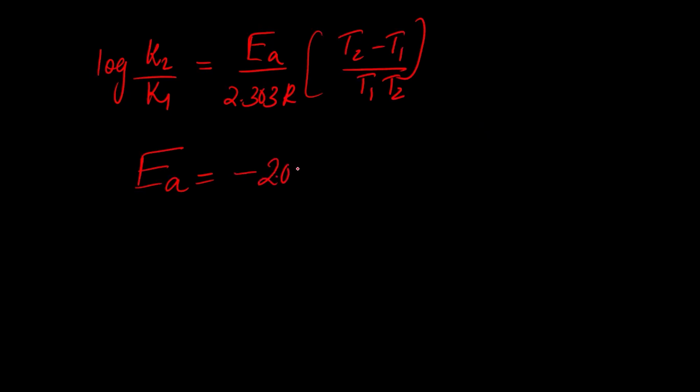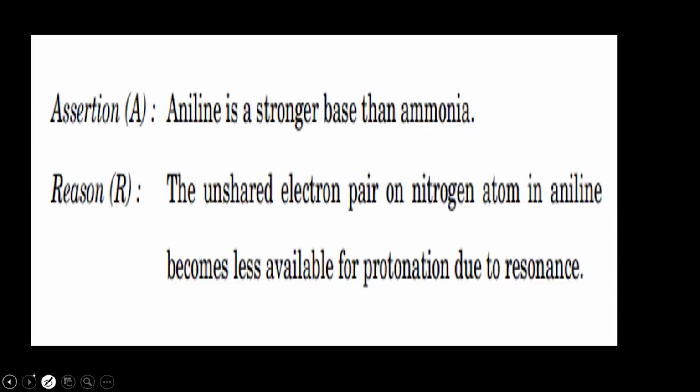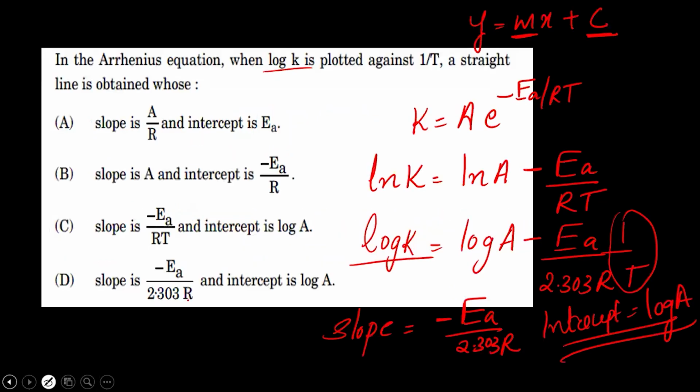Minus 2.303 R times slope. So this is the equation we have to mention here. In this case, you can see the slope is equal to minus Ea by 2.303 R. If you know the slope, you can find the activation energy. So different types of questions will be coming.